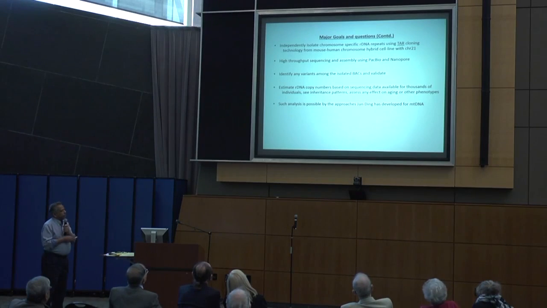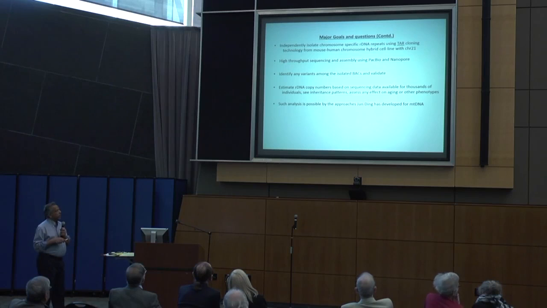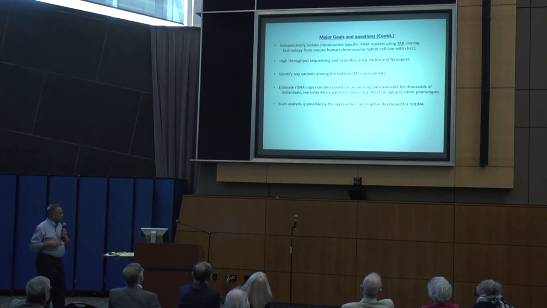And we can also use this information eventually to estimate the exact number of copies in an individual or in a population, using some of the techniques that were developed by Jun Ding to analyze mitochondrial DNA, which is also present in multi-copies in the human.